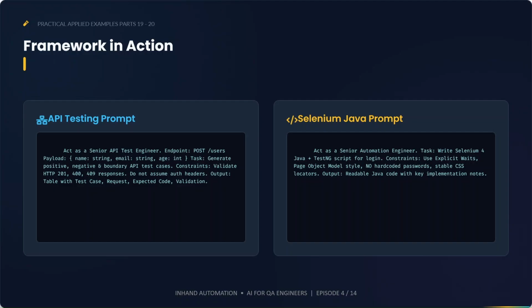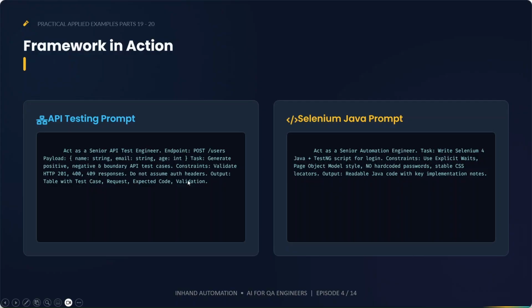Now I am testing the following inputs, and I'll write a prompt this way. Act as a senior API test engineer. This is my endpoint; provide your endpoint here. Provide your payload here. Always mask the confidential information. The task: generate positive, negative, and boundary API test cases. The constraint: validate API status codes 201, 400, 400, write 9 responses.